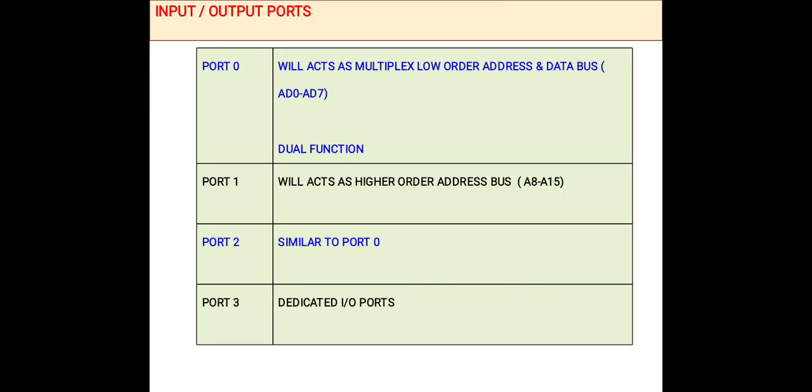Input output ports are 4 ports, as already told, P0, P1, P2 and P3. P0 will act as multiplexed low order address bus and data bus, that is AD0 to AD7. It's called a dual function. Port 2 will act as higher order address bus, A8 to A15. Port 1 is similar to port 0, and port 3 is a dedicated input output port, meaning it does not have any alternative function.